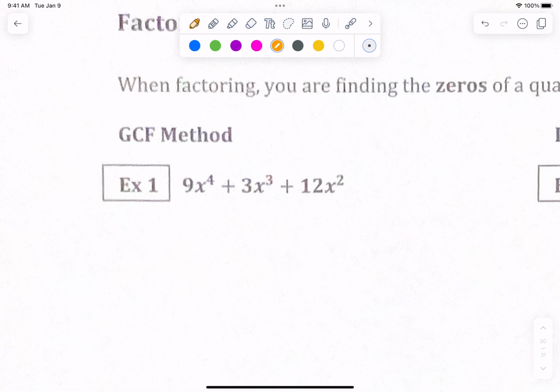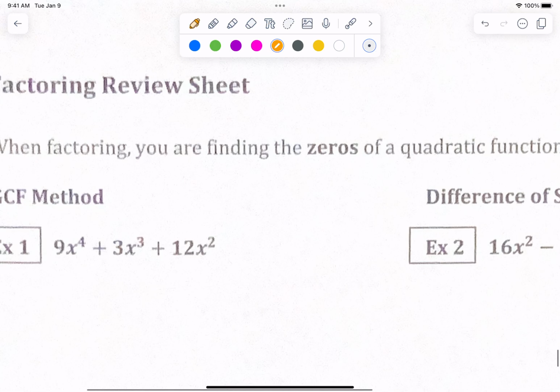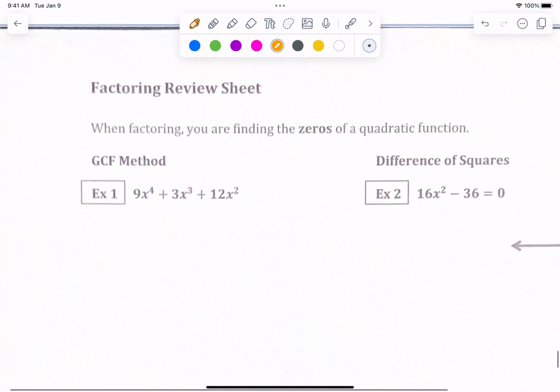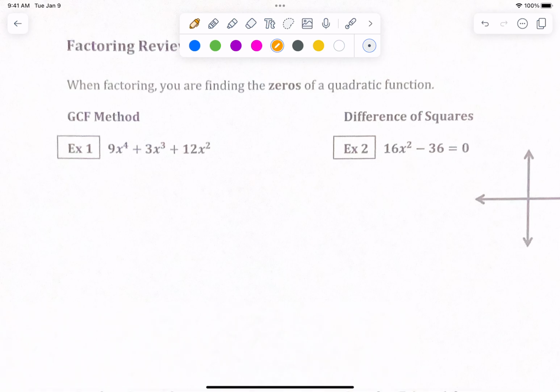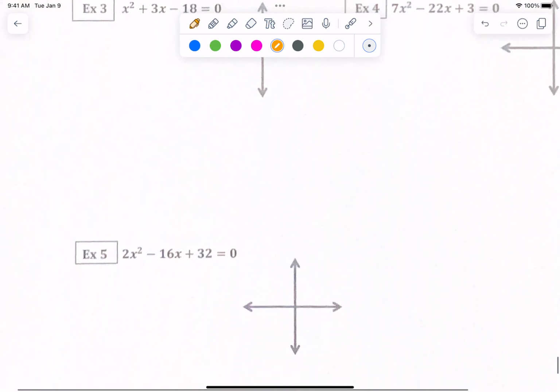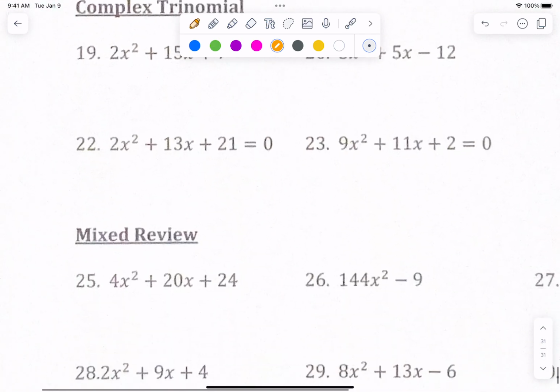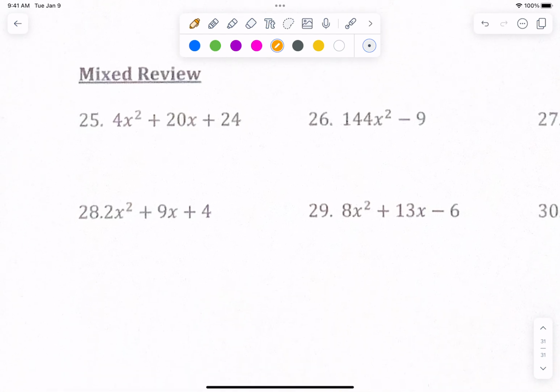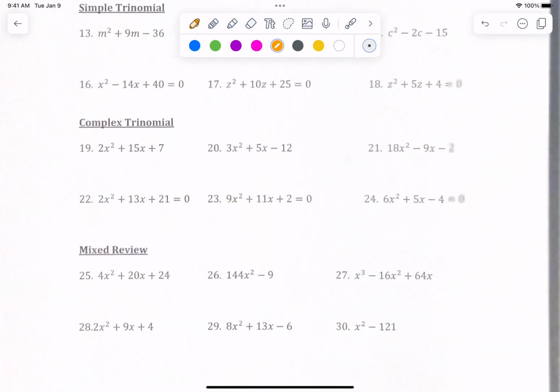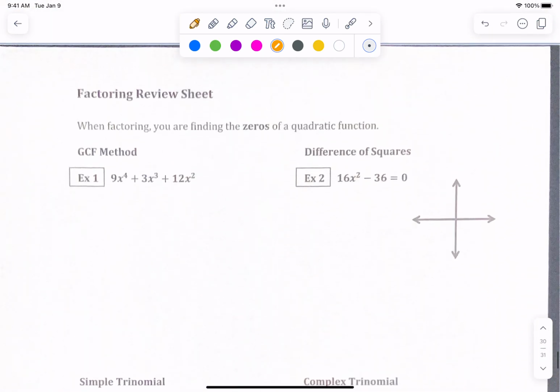We need to know what it is first and foremost that we are doing. So, we don't know what we're doing. Strategies. That's what I'm going to tell you. We have different methods to use. We have the GCF method, difference of squares, simple trinomial, complex trinomial. Example 5 is going to be a combination, so it's kind of like the mixed practice on the backside. You have the different categories and then you have mixed practice or mixed review, which means maybe two things at once, right?